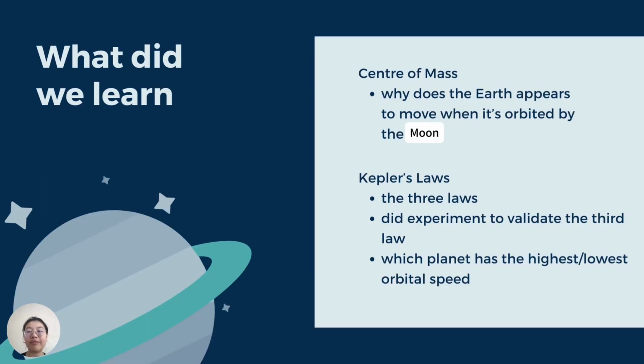That's the end. We learned about the motion of planets in our solar system. In particular, we had a look at the center of mass and see why Earth appears to move when it's orbited by the Moon. Also, we had a look at Kepler's laws. In particular, we did experiments to validate the third law. And also, we had a look at which planet has the highest and lowest orbital speed in our solar system.